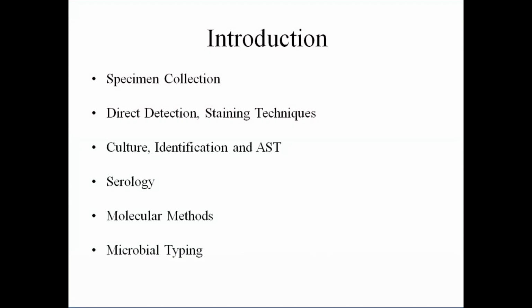Molecular methods in a tier 2 setup you can do on POCTs, that is point of care tests, such as CBNAAT, or for example BioFire. On those machines you can do it. Open PCRs are a bit tough because you need batch testing for that. And microbial typing in tier 2 is difficult and won't be useful for a commercial lab. Those are done in reference labs. So today we will be discussing something about specimen collection, staining techniques, and culture identification and AST.